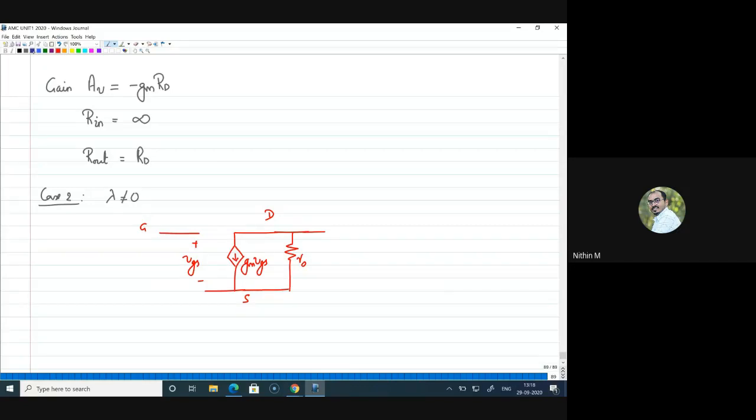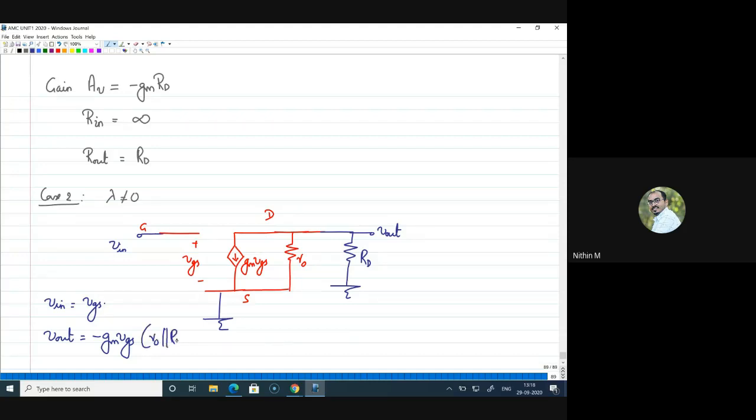Now in blue I will modify this by connecting a V in here, by making this ground, making this to RD and giving this as V out. Right. The same analysis you can do. I will write here V in is the same as VGS. What is V out? V out is also the same, minus gm vgs into, previously it was only RD, now RD and r0 are in parallel, so it is r0 parallel to RD.